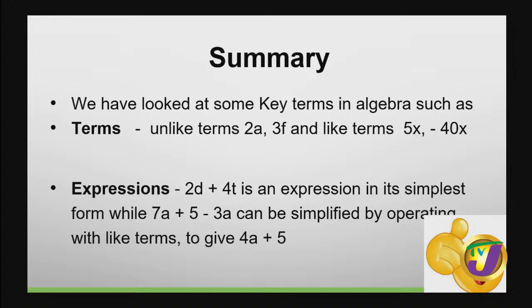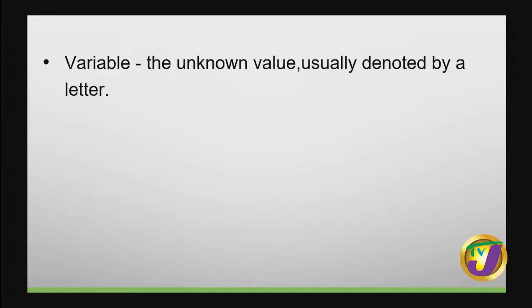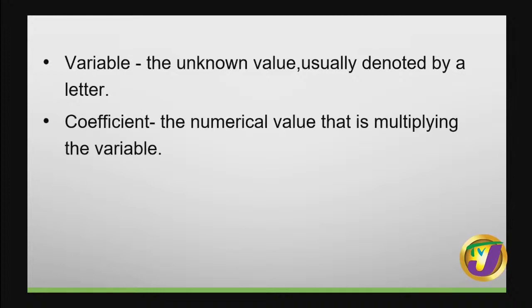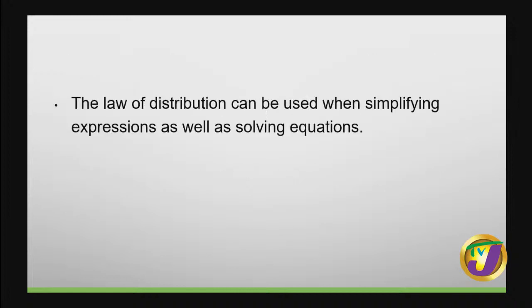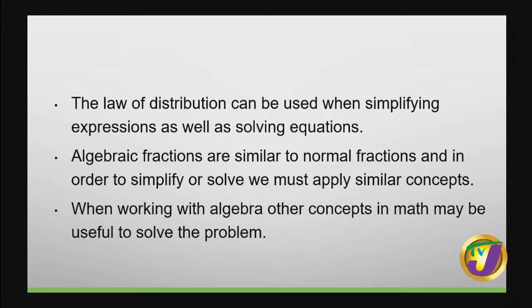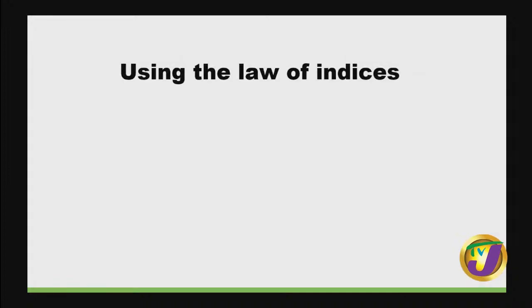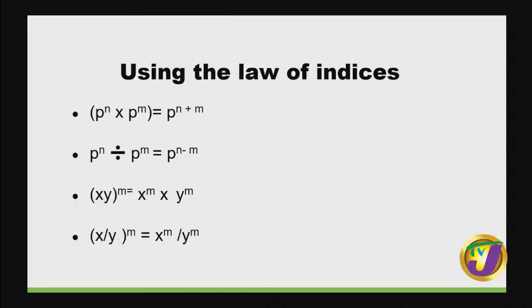Please remember that. So then we have variable. The variable is the unknown value, usually denoted by letters, and the letter does not matter. What is a coefficient? The numerical value that is multiplying the variable. All right, then we have the constant, a term that has a value that cannot be changed. Remember that. All right, so we looked at the laws of indices and we looked at algebraic fractions. And when working with algebraic fractions, treat it like regular fractions. And this is just a summary of the laws of indices.